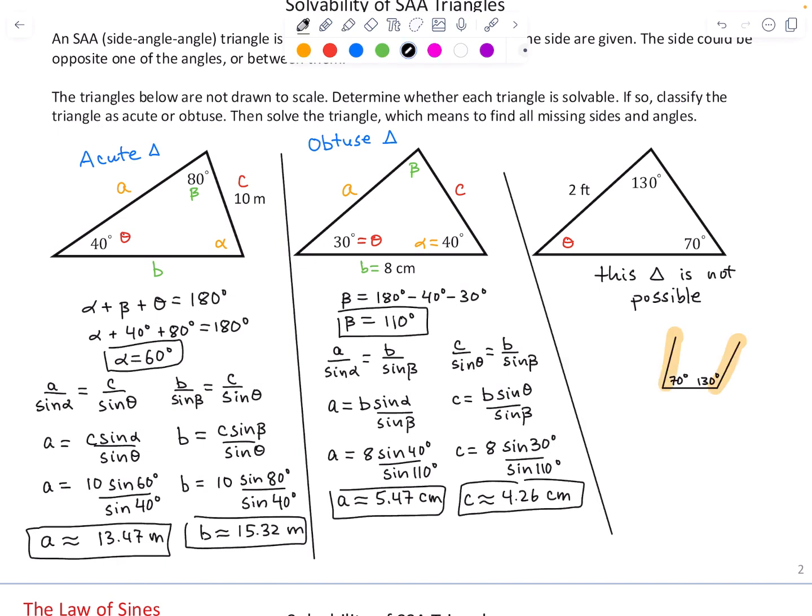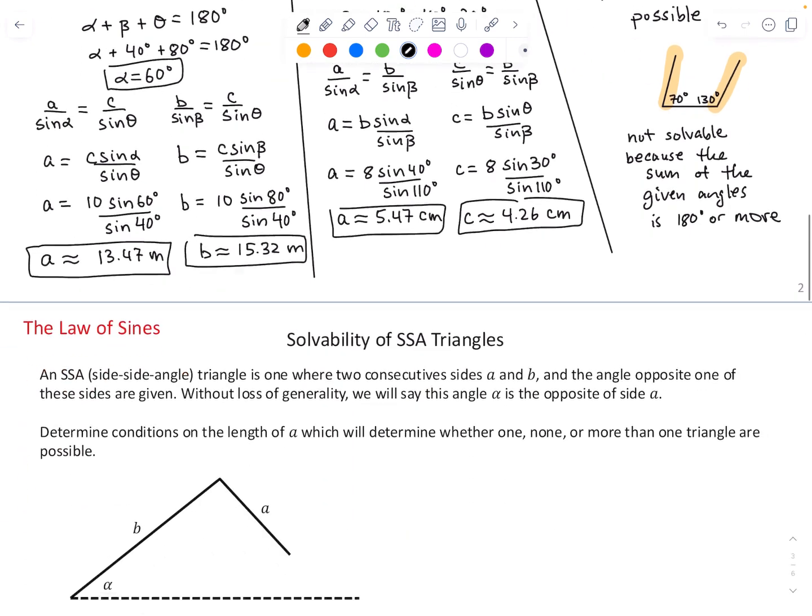Apart from this issue, if the two given angles in an SAA triangle add to less than 180 degrees, then we will always be able to find the third angle. Furthermore, the triangle will always be solvable. And they are only unsolvable when the two given angles add to 180 degrees or more. Okay, let's go to the next page.